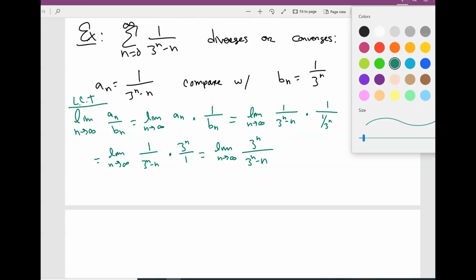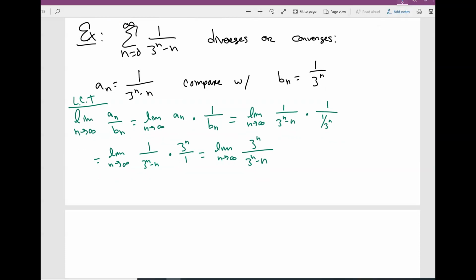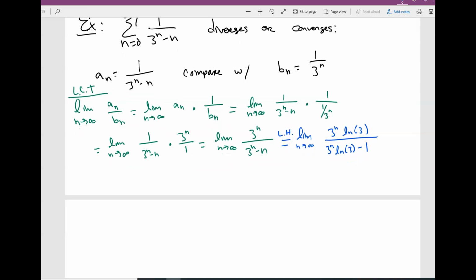So we already know about L'Hopital's rule, so we're going to use L'Hopital's rule here. We're going to take the derivative of the top and the derivative of the bottom. So the limit as n goes to infinity, the derivative of 3 to the n is just going to be 3 to the n ln of 3, divided by the derivative of the bottom, which is going to be 3 to the n ln of 3 minus the derivative of n, which is equal to 1. Okay, so if you forgot these types of derivatives, please go ahead and look at the derivative sheet that I handed out to you so that you can remind yourself of these types of derivatives, especially if you forgot.